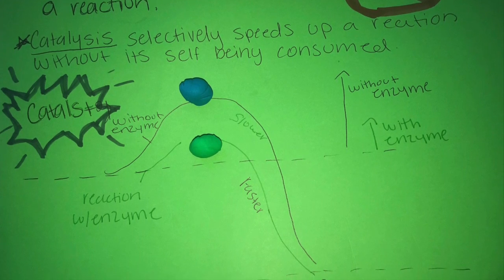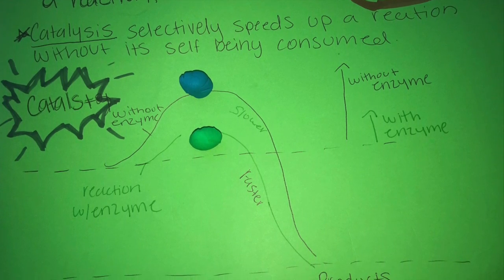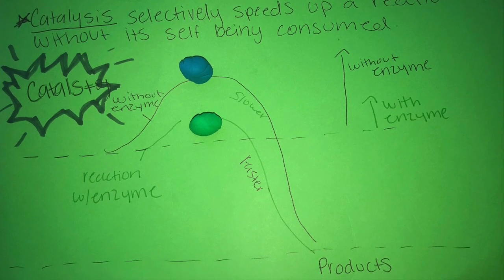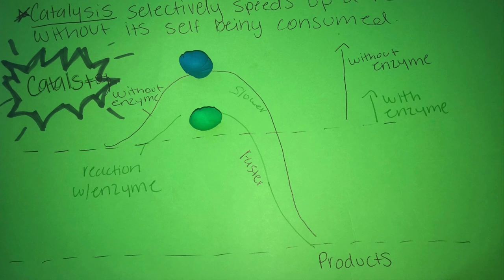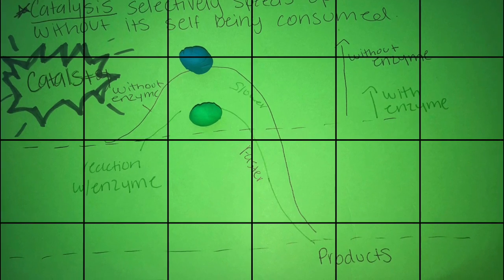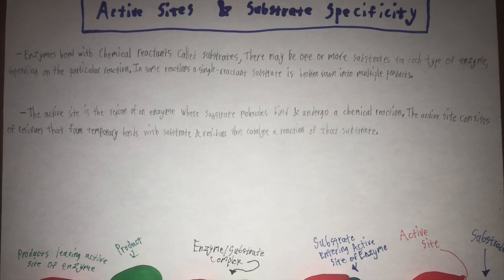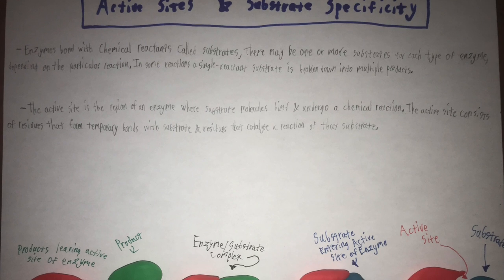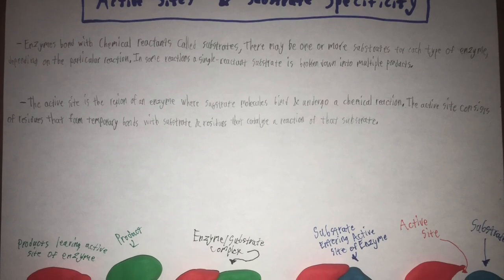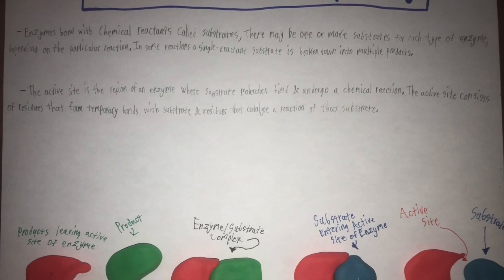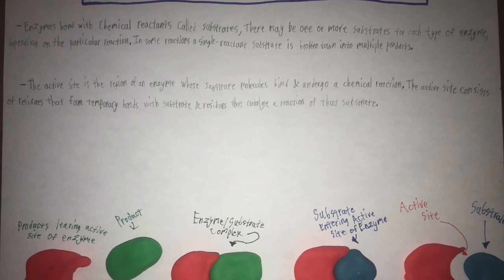Instead of heat, organisms carry out catalysis, a process in which a catalyst, for example an enzyme, selectively speeds up a reaction without itself being consumed. There are one or more substrates for each type of enzyme, depending on the particular reaction. In some reactions, a single reactant substrate is broken down into multiple products.